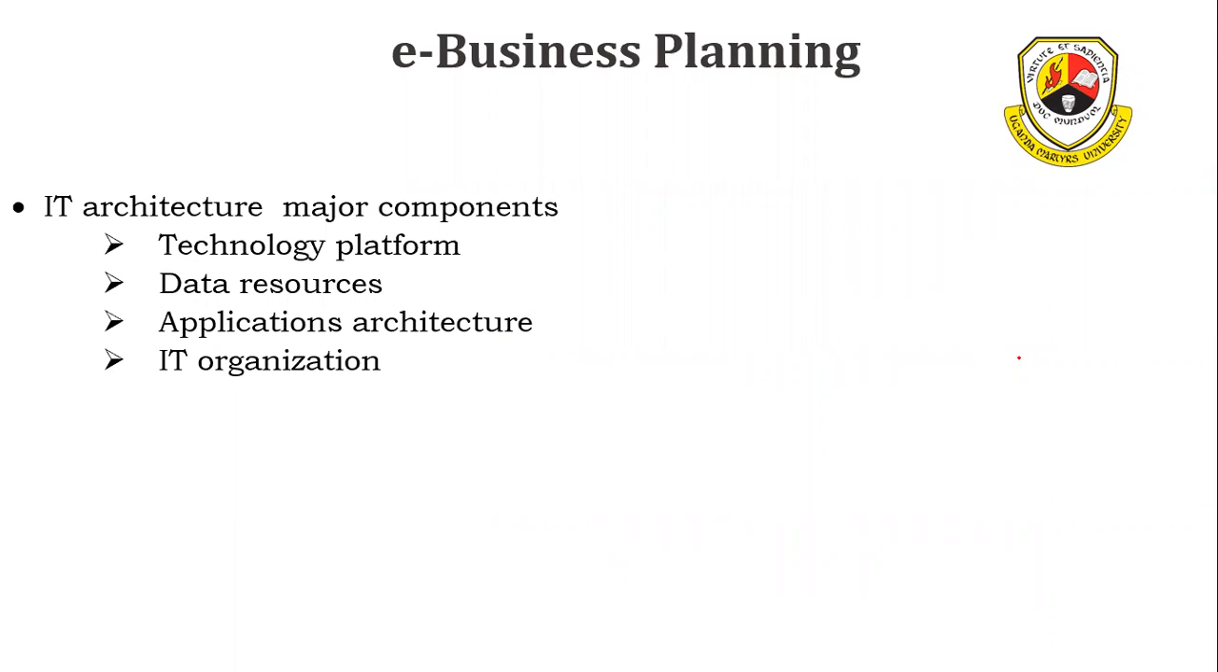Now, in the ICT architecture itself, because this is where the design process begins, what are the major components? Number one, what platform are we going to use? What technology platform is going to be needed by the customers? What platform is going to be used internally? What platform will be used for our suppliers, and so on and so forth? The data resources, what data is going to be used, and how are we going to handle this data? Application architecture.